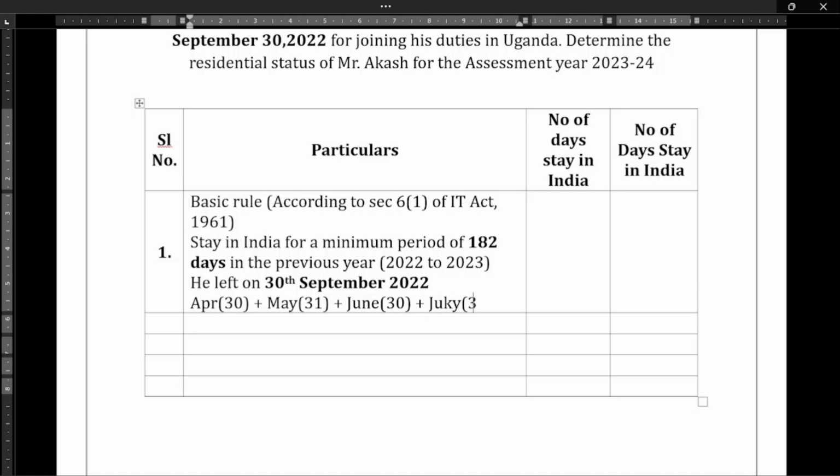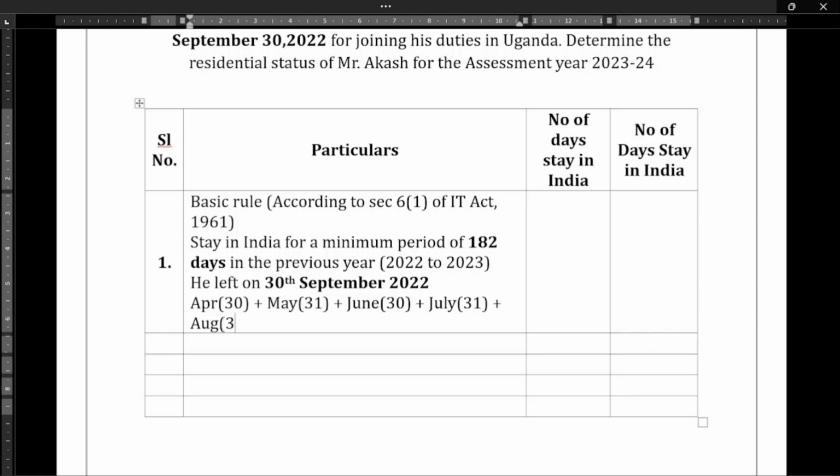July also he was there for the complete month. August also he was there for the complete month. September he left on 30th. So we consider that he was there for 30 days because he is leaving on 30th. As per the rules, we must also consider the date he leaves. So we consider 30 days in September.